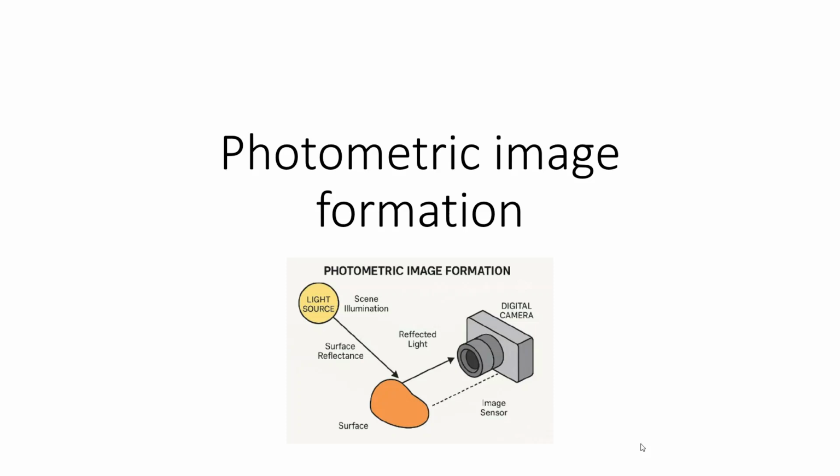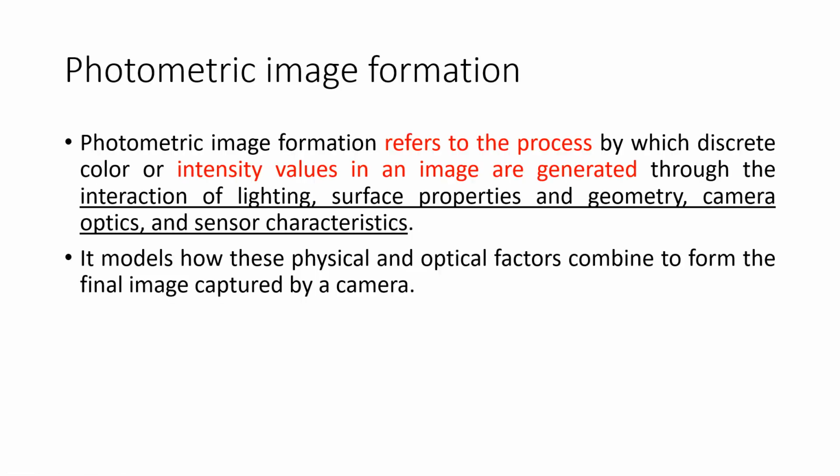Photometric image formation is composed of three things: one is the digital camera, one is the surface, and another one is the light source. Whenever the light source hits the surface, it will be reflected to the camera and the image is formed. There will be an image sensor inside the camera.